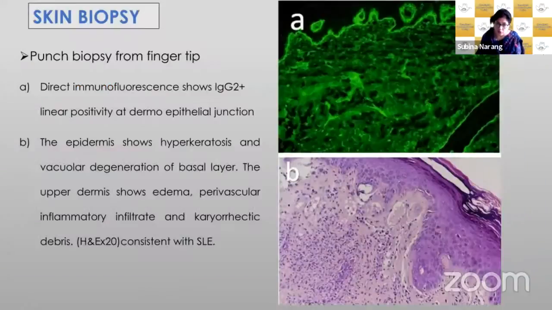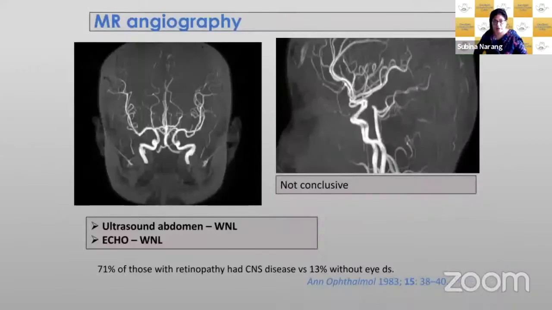A skin biopsy was also done to confirm the diagnosis, and direct immunofluorescence showed immunoglobulin G2 linear positivity at the dermoepithelial junction. This was again corroborative with the findings of systemic lupus erythematosus. However, MR angiography of the brain did not reveal anything. Normally, it is seen that 70% of the cases of retinopathy with SLE have CNS involvement. However, this was inconclusive.